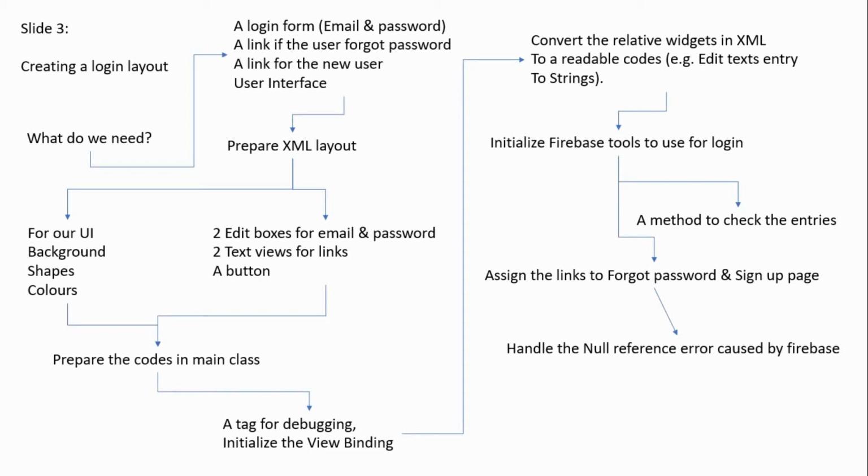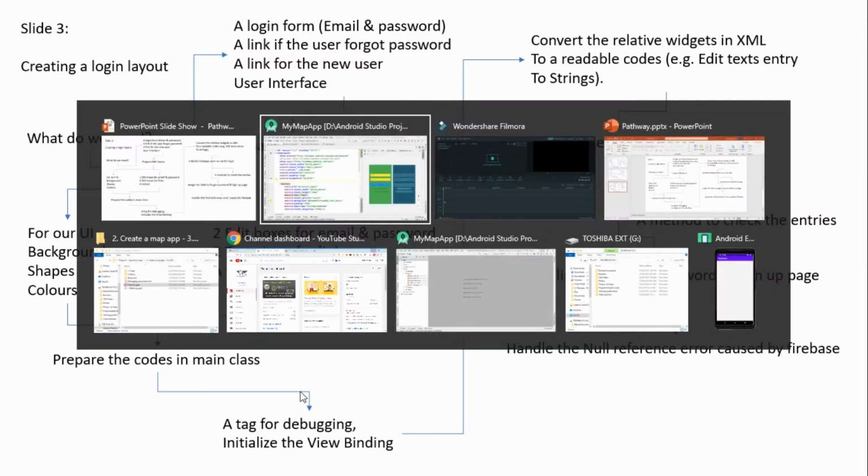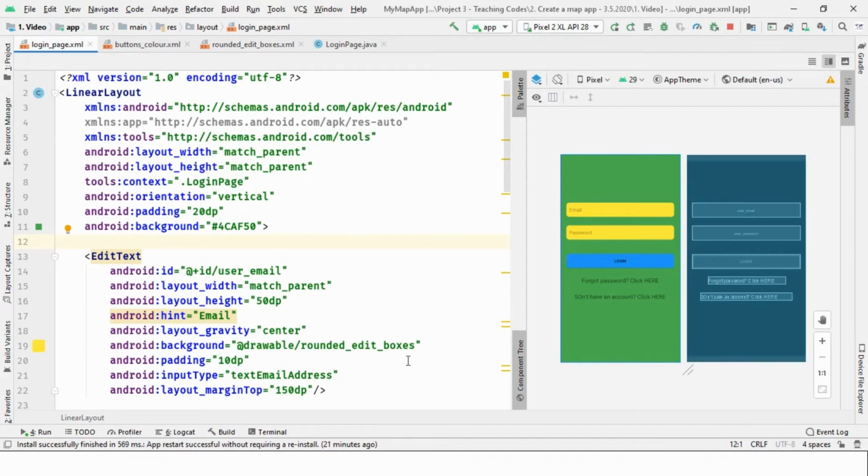Welcome back to another video of how to add Google Maps to your Android Studio project. The user interfaces are ready. Now we are going to prepare our code in the main class, and we have a tag for our debugging and initializing the view binding. Now our edit boxes are ready.